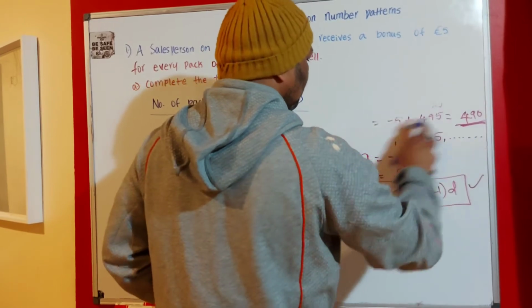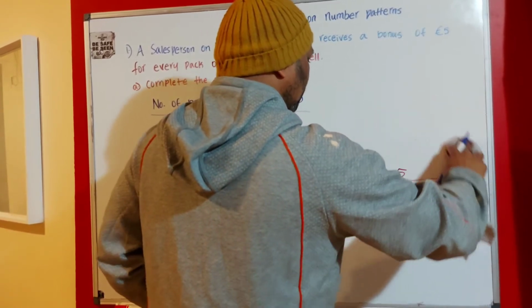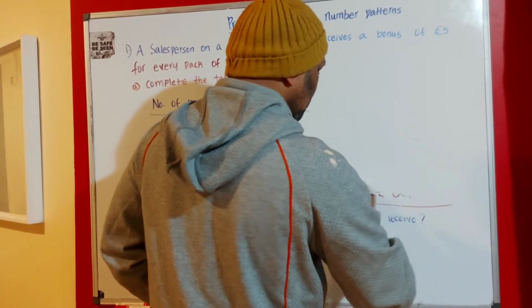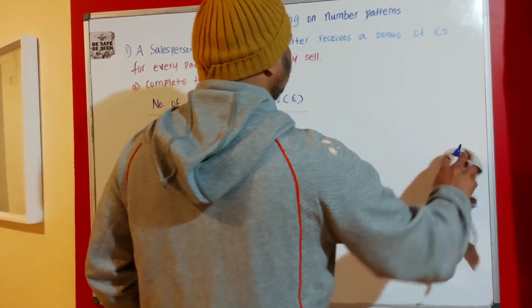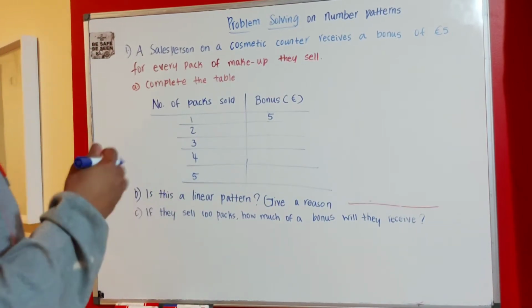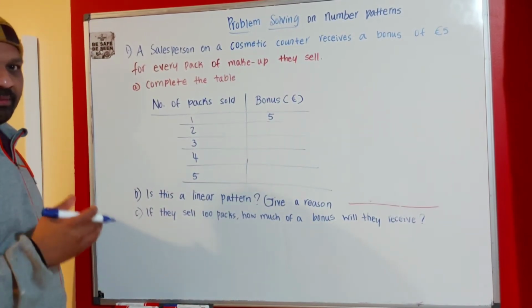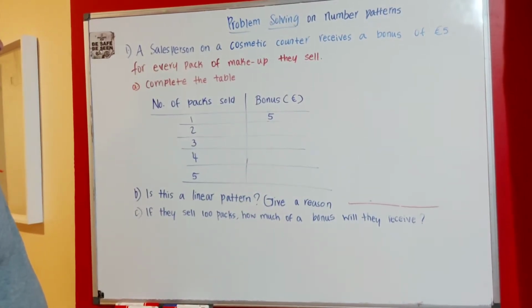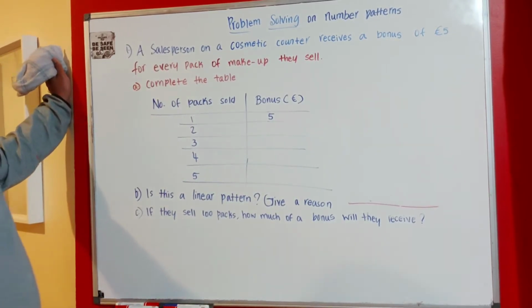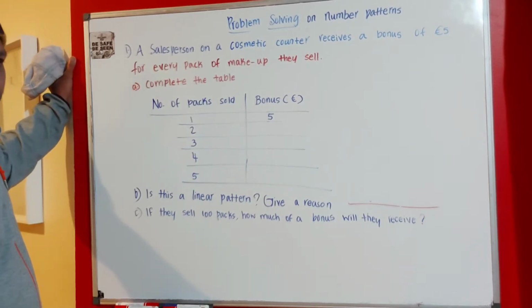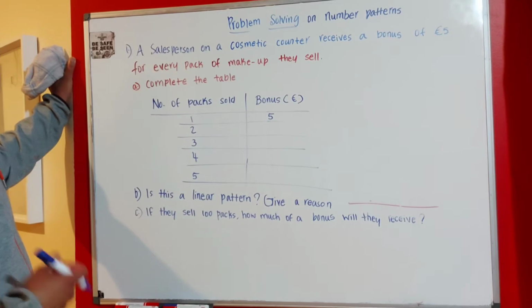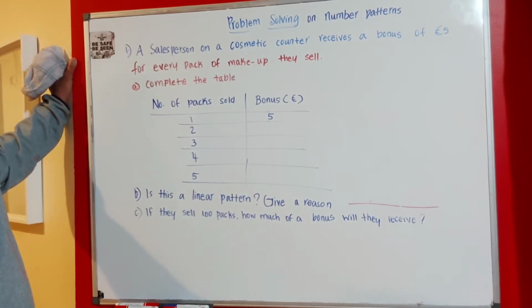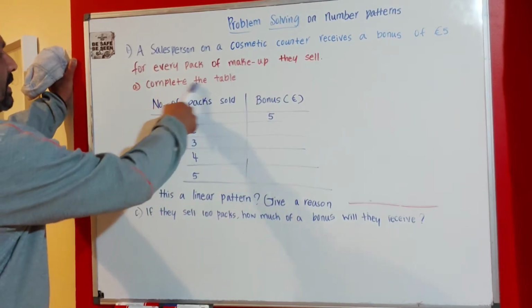So based on that arithmetic progression, we will do some problems in number patterns that are following the arithmetic series, the patterns of numbers that are obeying the arithmetic series. Okay, so the first problem goes like this. A salesperson on a cosmetic counter receives a bonus of €5 for every pack of makeup they sell. So the salesperson is getting a commission of €5 for every pack of makeup sold.